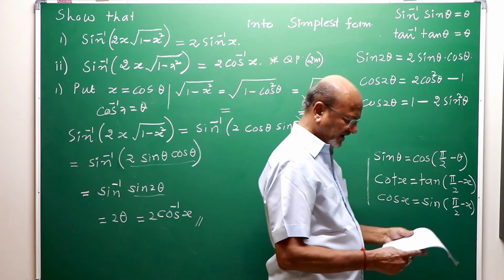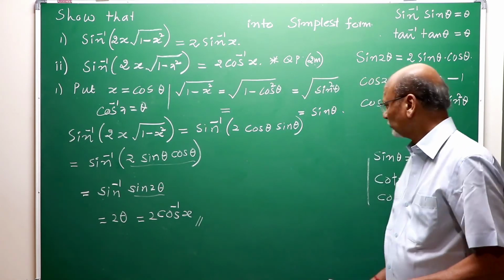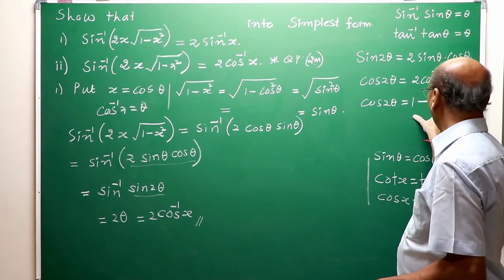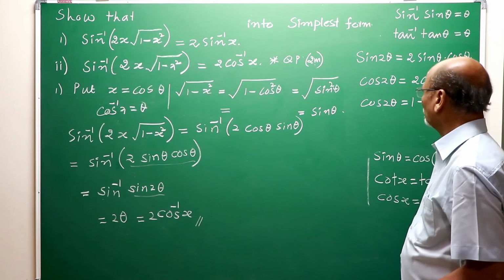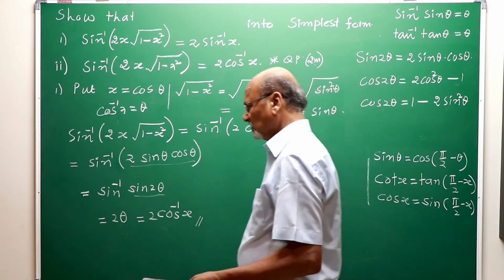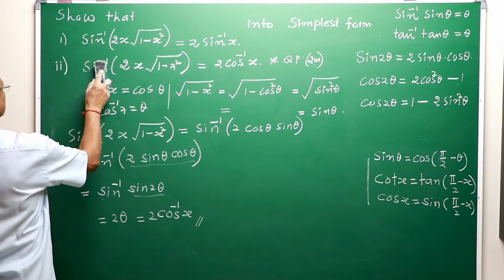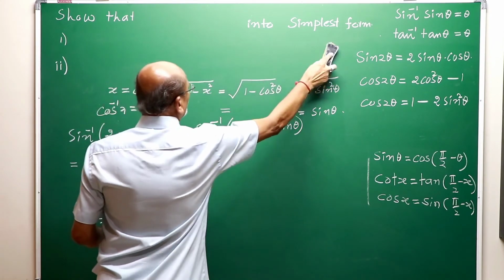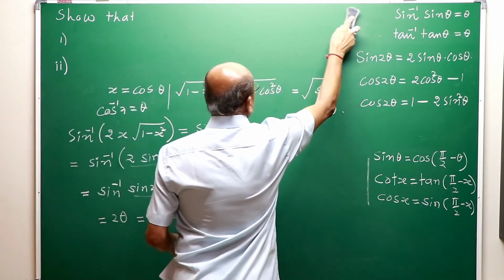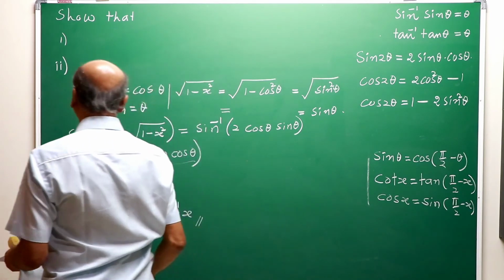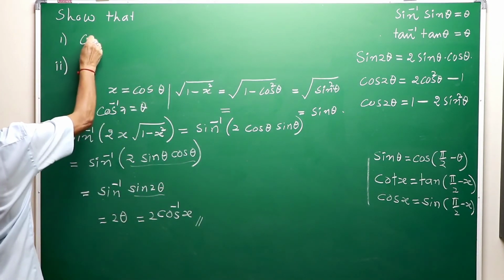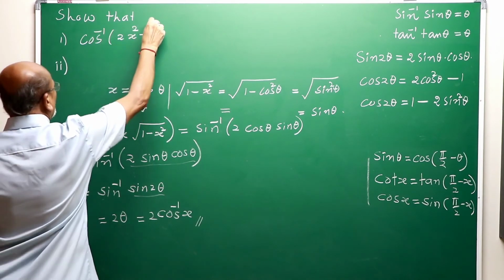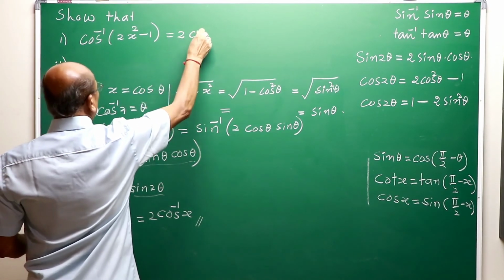Yes, friend. Next is by making use of this: cos 2 theta is 2 cos square theta minus 1, and cos 2 theta is 1 minus 2 sine square theta. They may give it under 1 mark, otherwise 2 mark questions. Show that cos inverse of 2x square minus 1 equals 2 cos inverse x.